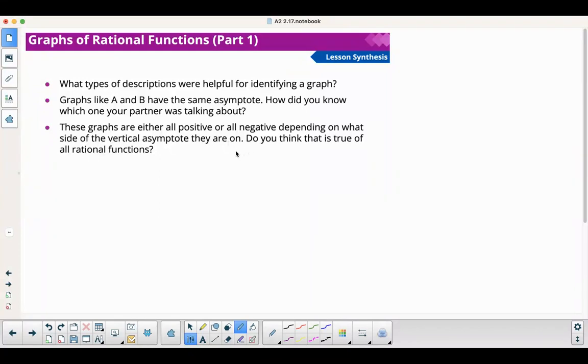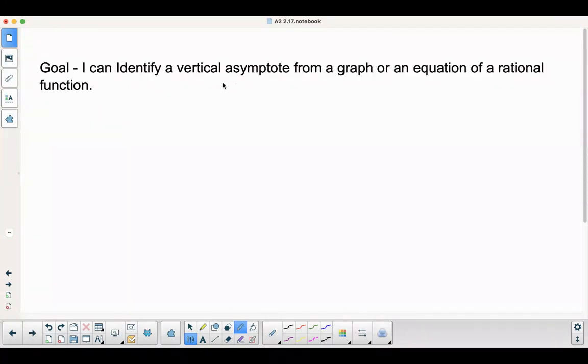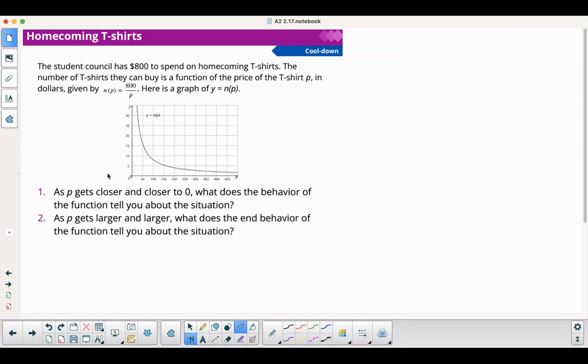So I basically answered all these questions on the last slide, so I'm just going to skip ahead. So the goal: I can identify a vertical asymptote from a graph or an equation of a rational function. I think so. Cool down.